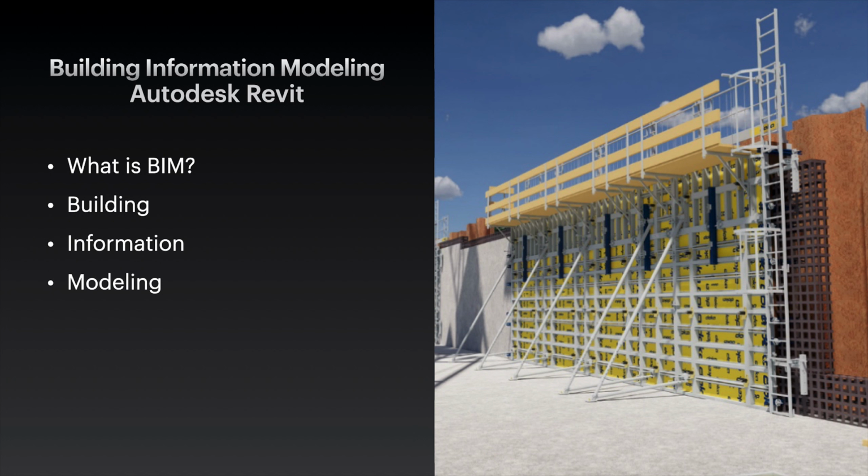BIM, what it stands for, and how it relates to Autodesk Revit. So BIM stands for Building Information Modeling. And a lot of times when people hear the word BIM, they think of 3D. And while 3D is a core component of BIM, it's not the only thing that makes BIM BIM. So let's break down each one of these words.